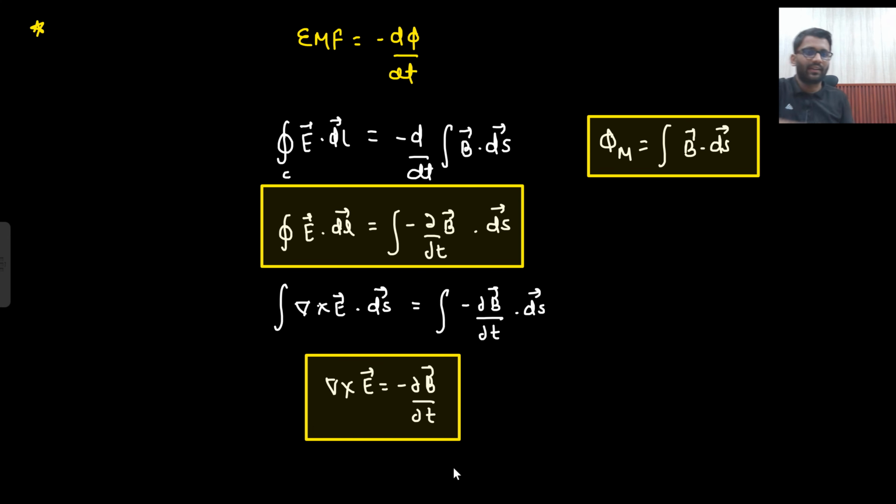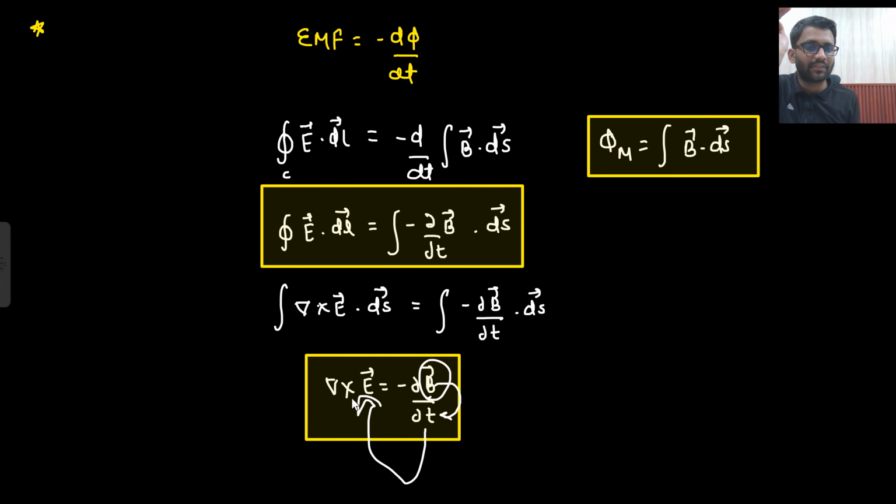So what are you getting here? Changing magnetic flux with respect to time. Changing magnetic flux with respect to time, what will it generate? It generates a changing electric field. Again I am saying, changing magnetic flux with respect to time generates a space varying electric field.